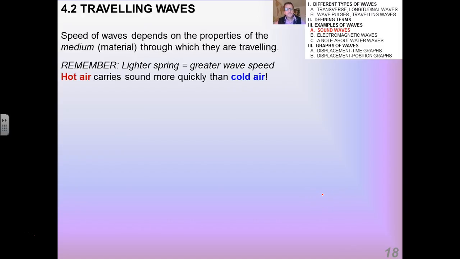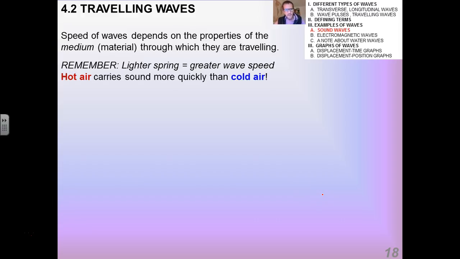Okay, it turns out that the speed of sound waves depends on the property of the medium through which they're traveling. And of course, this is true of any sort of wave, okay? Remember when we talked about springs, and tighter and looser springs and lighter and heavier springs? The lighter the spring or the tighter the spring, the greater the wave speed through it, okay?